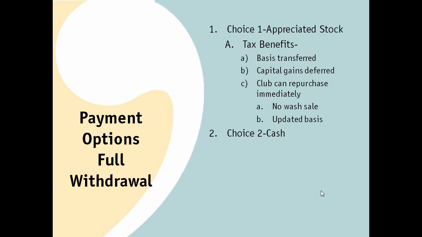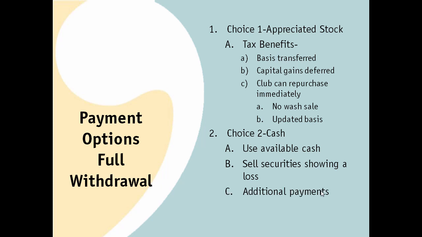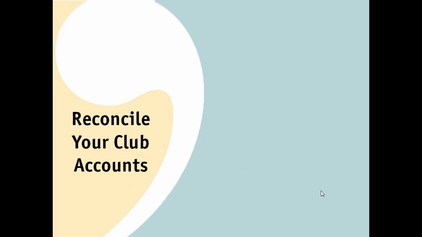If you do not have appreciated stocks or you don't have enough to pay what you owe the member, your second choice for payment is cash. You can either use available cash, sell securities showing a loss, or members can make additional payments to increase your cash assets. Once you've determined how you plan to pay the withdrawing member, it's time to take action.